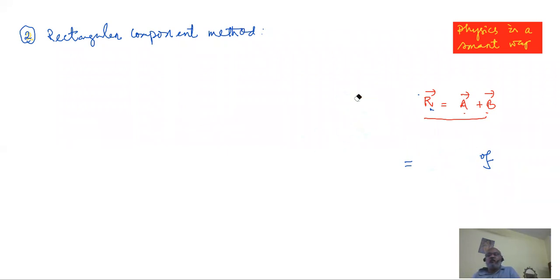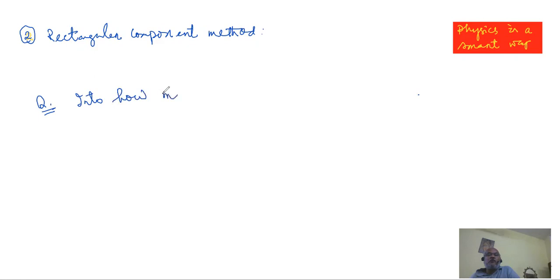We move over to another question in this context. The question is: into how many components can a vector be broken down, or a vector be resolved?